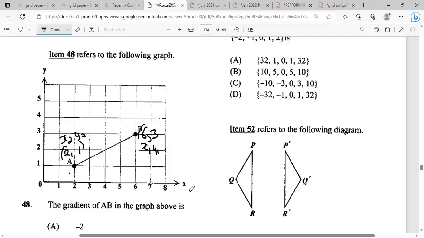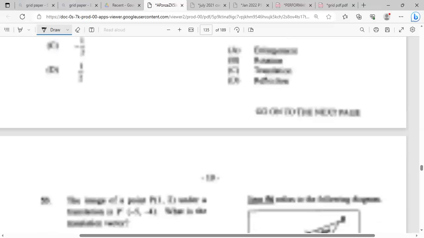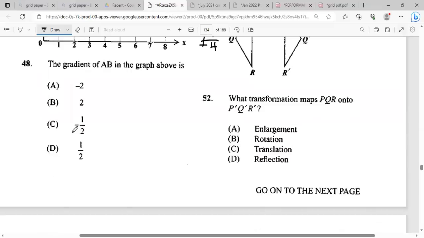So it's going to be y2, which is 1 minus 3, over 2 minus 6. This gives us -2 over -4. The negative cancels the negative, and 2 into 4, so it's positive a half. So it's a half for that. All right, let's go back.